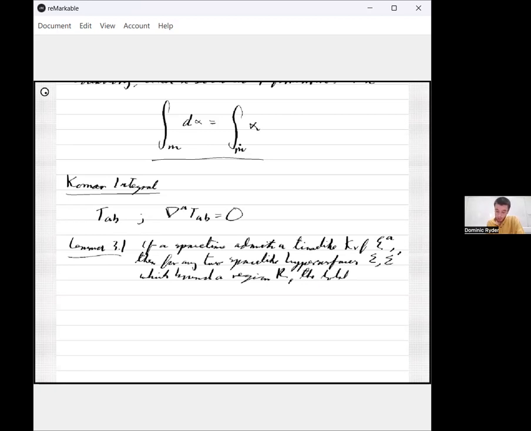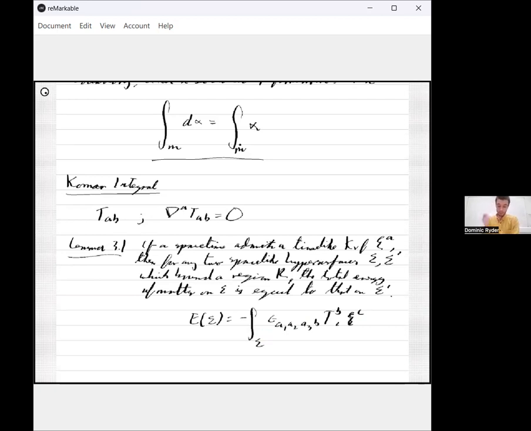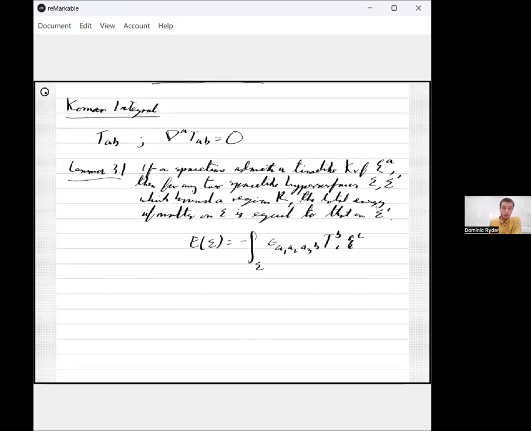the total energy of matter on sigma is equal to that on sigma prime, where the total energy of matter is given by minus the integral over some Cauchy surface of epsilon A1, A2, A3, B, T, B, C, Xi, C. Okay, so basically the lemma states E is a conserved quantity. So let's prove this.